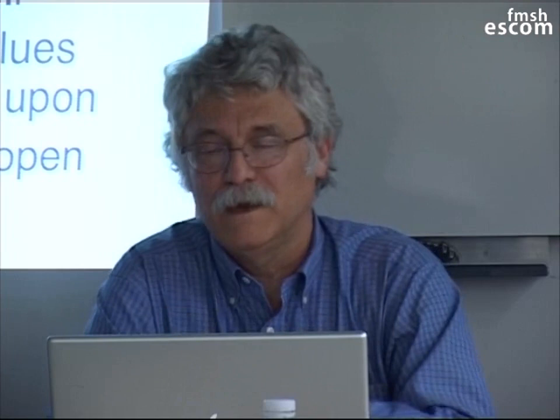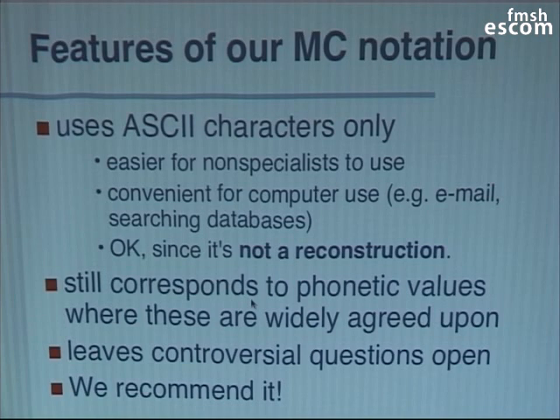The advantages of this are that everybody recognizes ASCII characters and can tell one from another. Even something as simple as a schwa, I have found that non-specialists often have difficulty reproducing it. They look at it and think it's an E, or they'll write it as a mirror image of an E instead of a 180-degree rotation of an E, or something else will go wrong. So this is easy for non-specialists to use. It is also very convenient for computer use, so you can put it in an email, no problem. Searching the database that I showed you, all of our Middle Chinese entries are in this notation, so we just type right ahead, we don't have to do anything about special characters, and we can search by the ASCII characters.